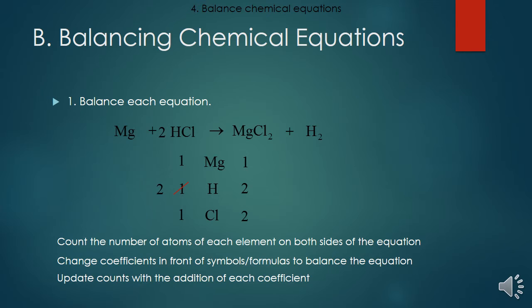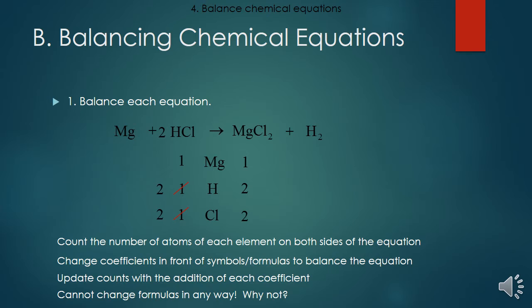And then notice we also changed the chlorine atoms. This coefficient does not just go with the hydrogen. This says we have 2 molecules of this entire thing, so that would give us also 2 atoms of chlorine. Now if we take a look at our counts, we'll notice the equation is balanced. We have 1 magnesium atom on each side, 2 hydrogen atoms, 2 chlorine atoms. It is balanced. We've done the problem.